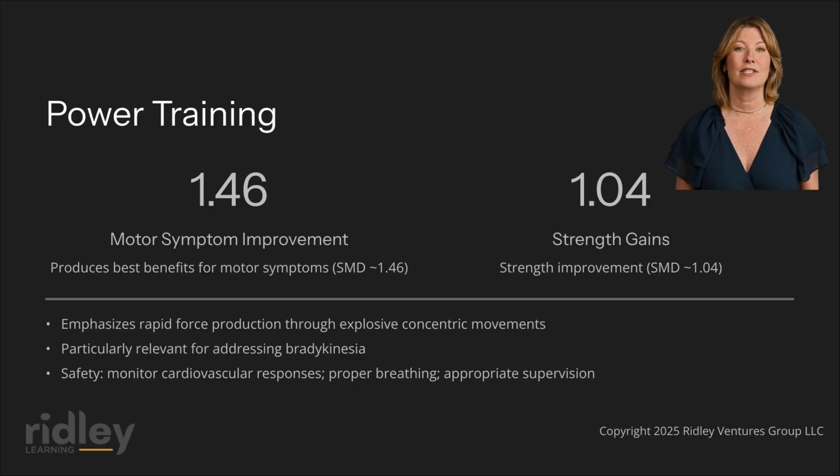Power training, which emphasizes rapid force production through explosive concentric movements, has emerged as a particularly effective resistance training variant for Parkinson's disease. Network meta-analyses demonstrate that power training produces the best benefits for motor symptoms, with standardized mean differences of approximately 1.46 compared to control conditions, substantially exceeding effects observed with conventional resistance training. Power training also demonstrates superior effects on muscle strength, with standardized mean differences of approximately 1.04.